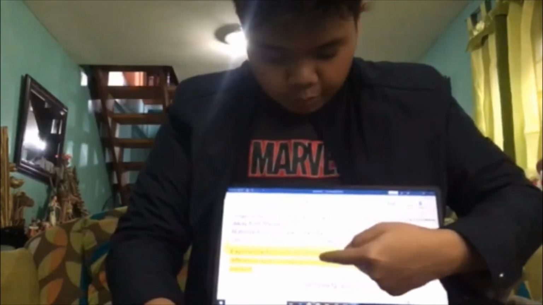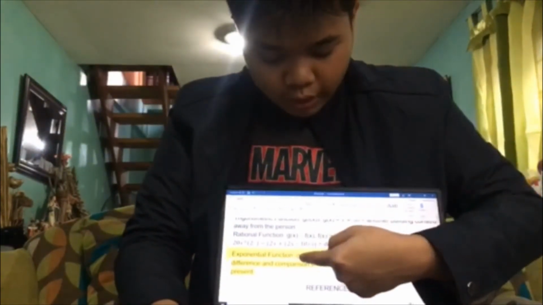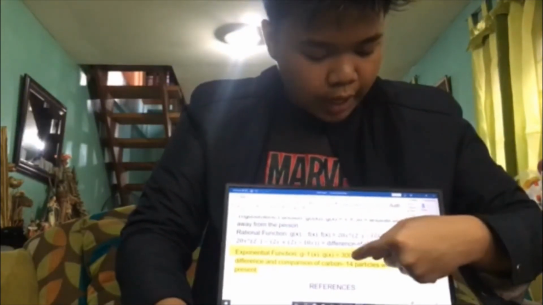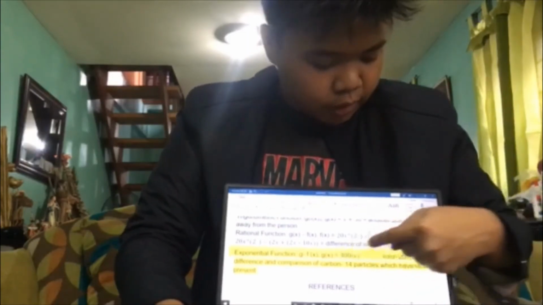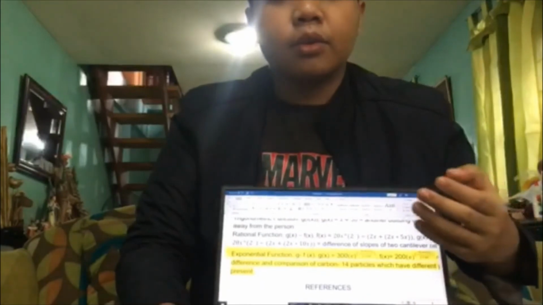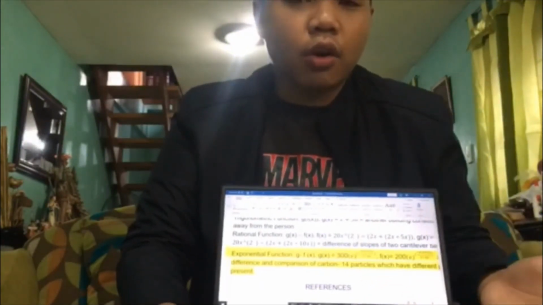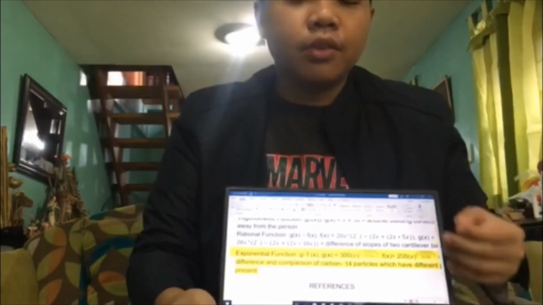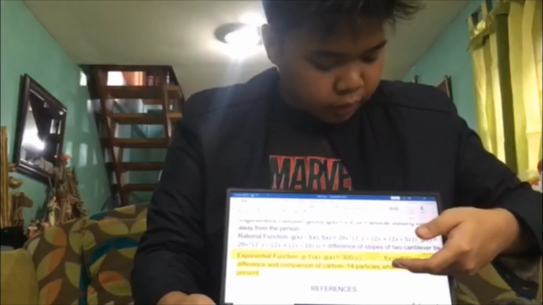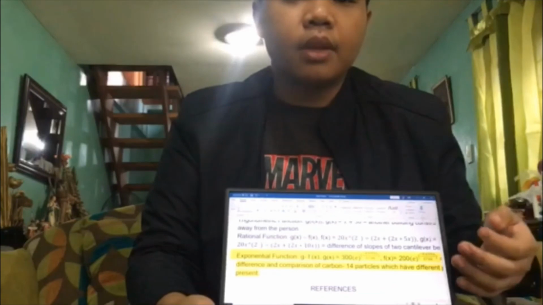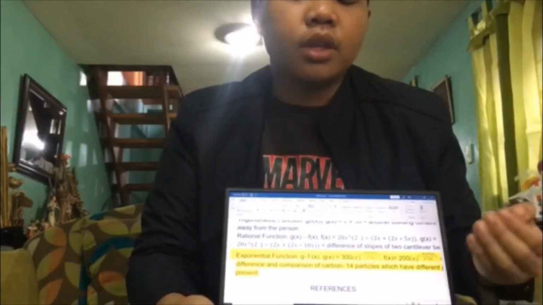So for the operation, I used subtraction. I created another function in which I changed the N, which is 300, compared to 200. So this means that we can show the difference of the two carbon-14 particles which have different present particles. How does this affect the y?